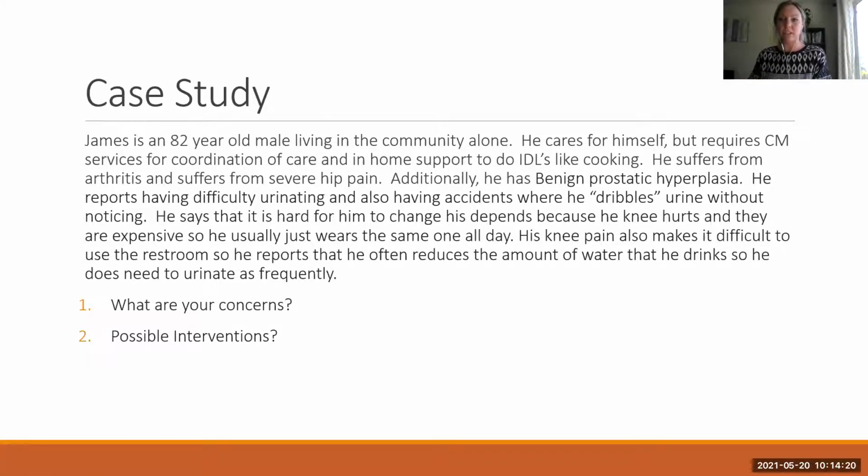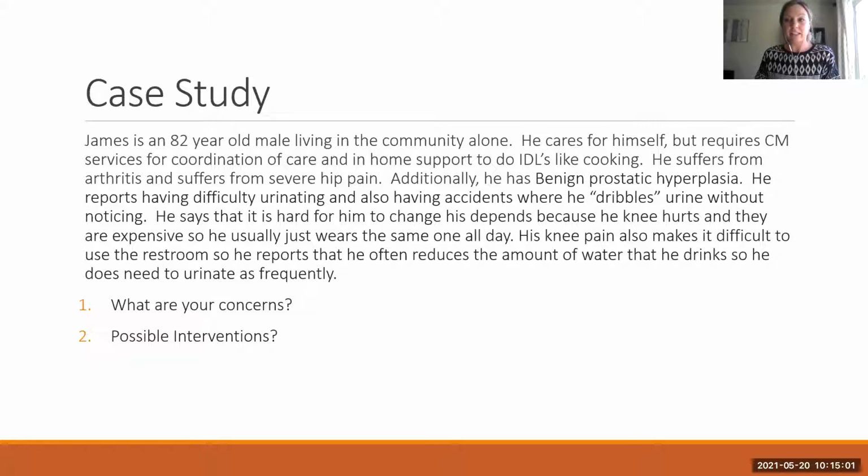But he also suffers from arthritis, and it causes severe hip pain. In addition to his arthritis, he also has what's known as benign prostatic hyperplasia, and he reports that he has difficulty urinating. He has accidents sometimes where he dribbles urine, and he does wear Depends for this, but he says it's hard for him to change his Depends because his knees and his hips hurt. So often, as well as not wanting to go through the pain of changing, Depends are expensive, he says. So he doesn't change them very often, about once a day, despite being incontinent throughout most of the day.